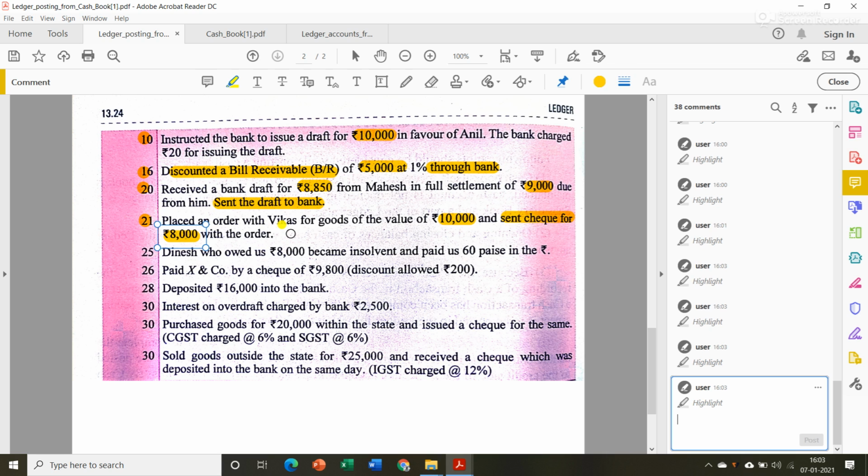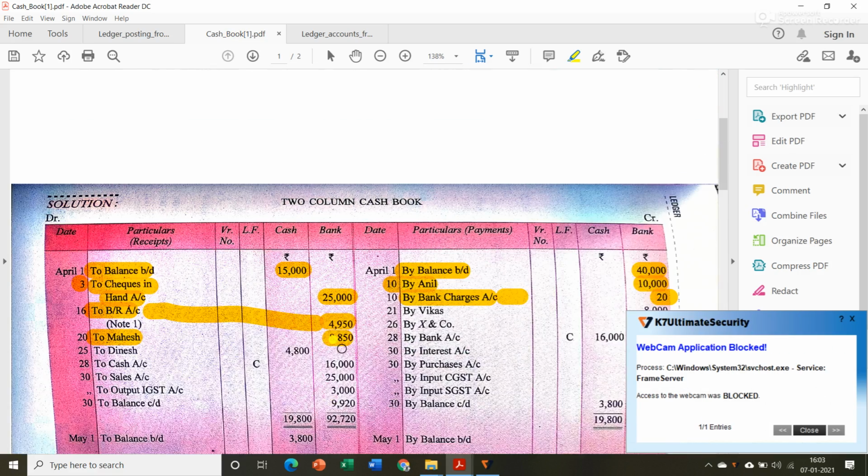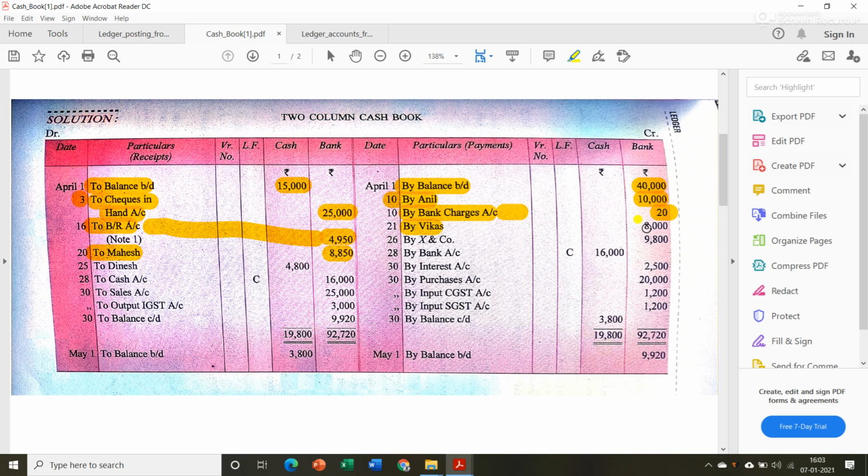Not a bill, but some paper on which we wrote that order, and along with that paper we gave a check of rupees 8,000 to him. So what we will do is that for that 8,000 that we paid him, we will write in here by Vikas 8,000.